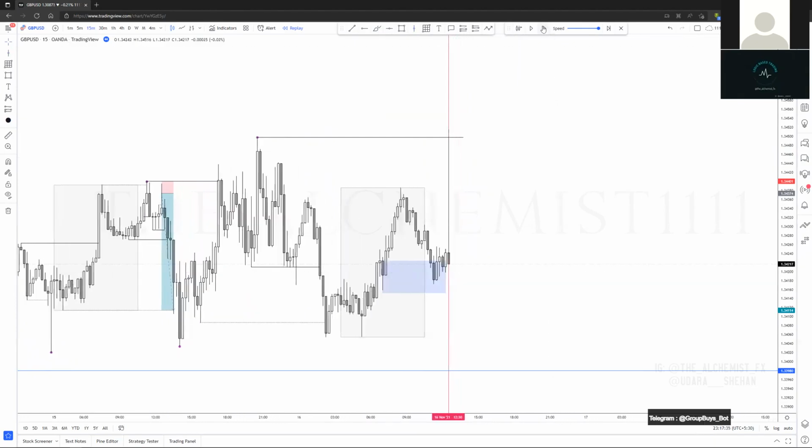Look at that. Right at Frankfurt Open, what did they do? That is why I told you, focus on timing. Look how quick the moves are. Boom.